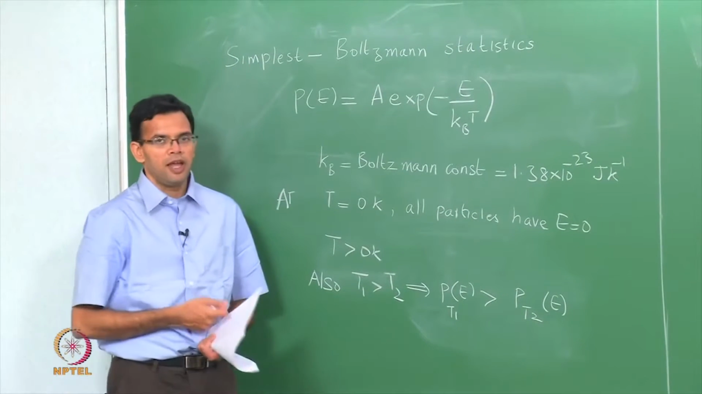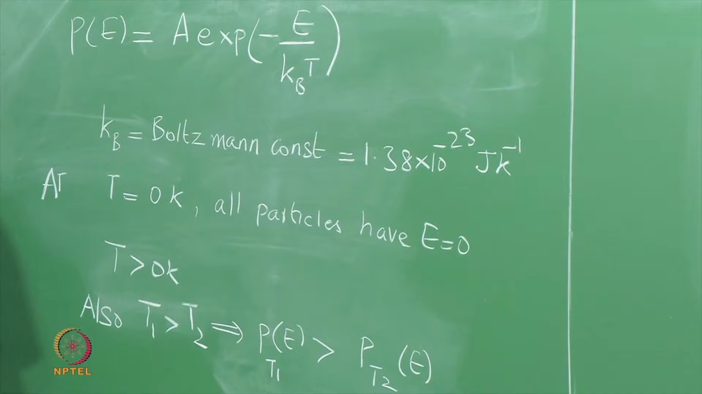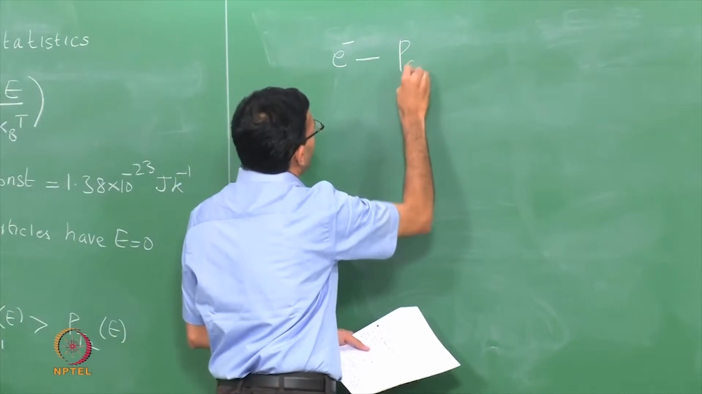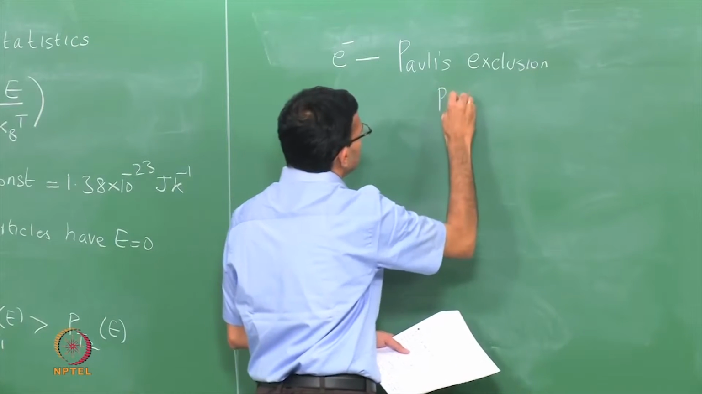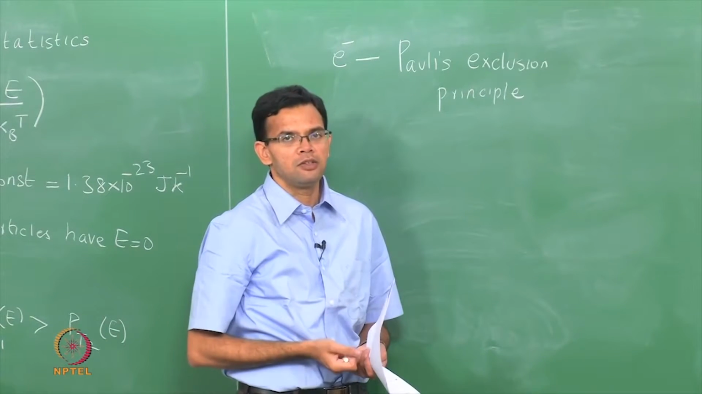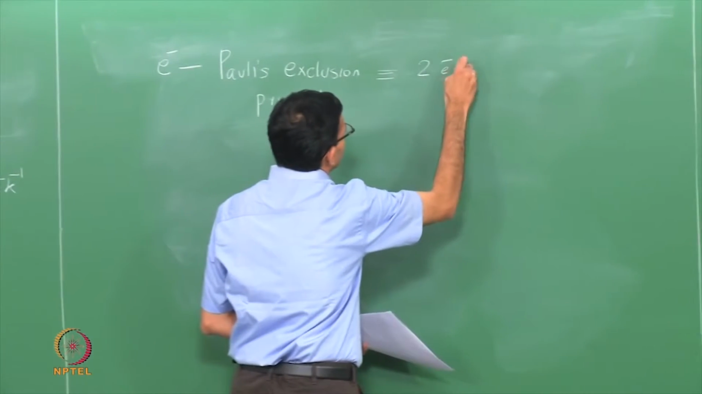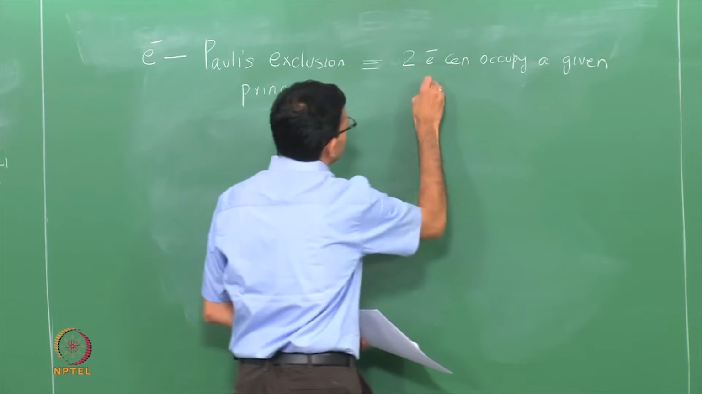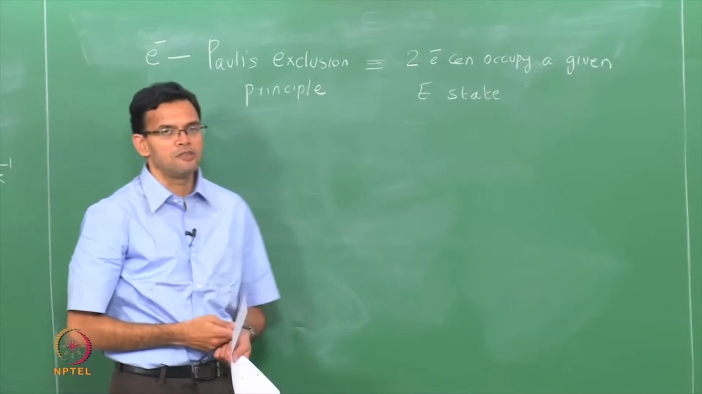The problem with using this for electrons is that electrons have to obey Pauli's exclusion principle, which states that no two electrons can have the same set of all 4 quantum numbers. This translates into the fact that only 2 electrons can occupy a given energy state. This is the concept that we used when we derived the density of states earlier as well.